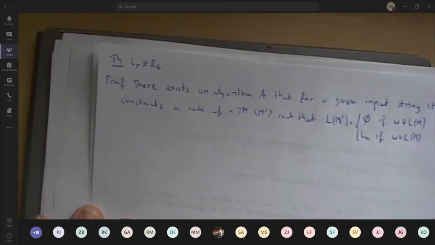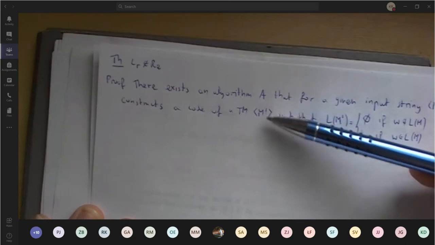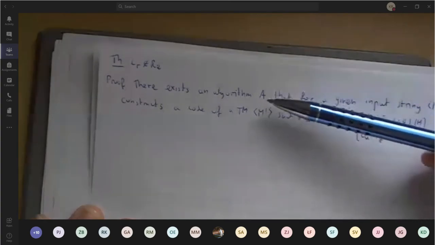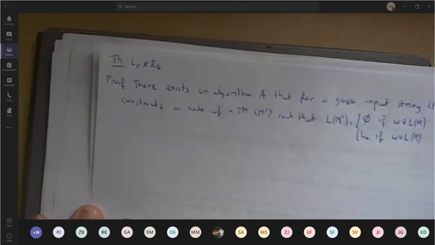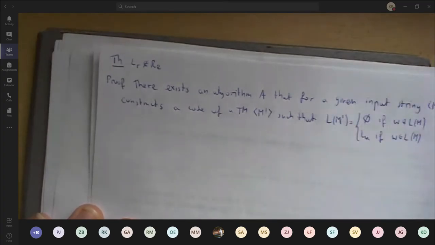M accepts W. And again, I will draw this M prime and other machines, but we will omit the construction of A. So we won't see how A works. But you can imagine how it works, but we won't write it. Okay, so let me draw this M prime machine.